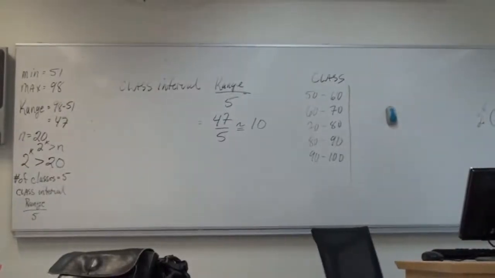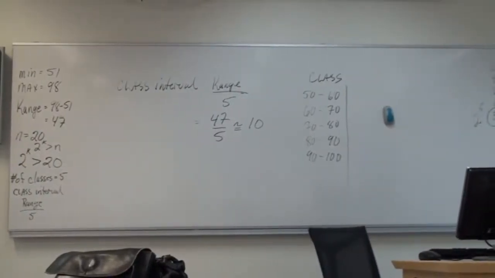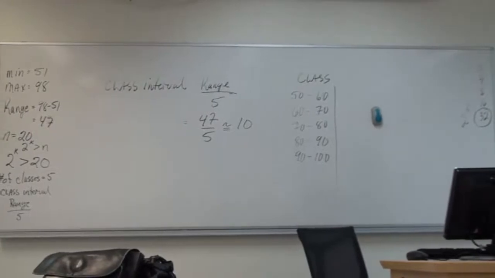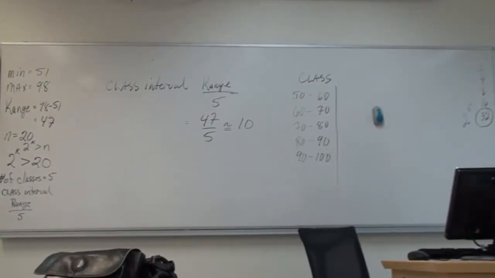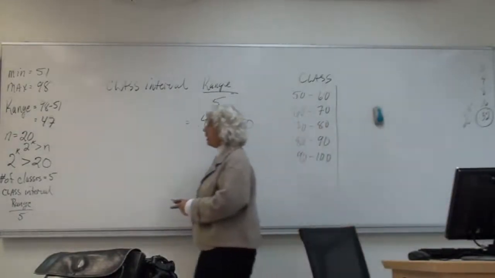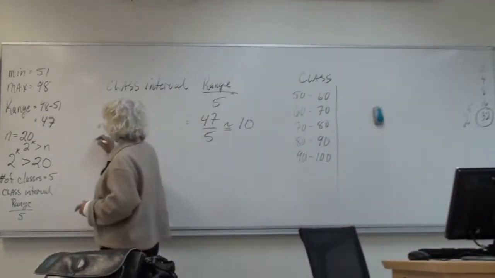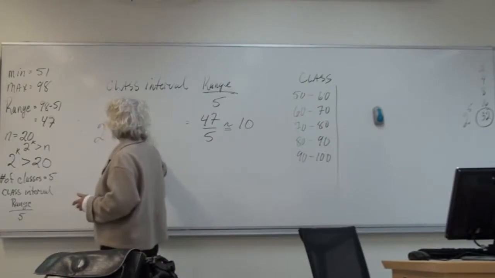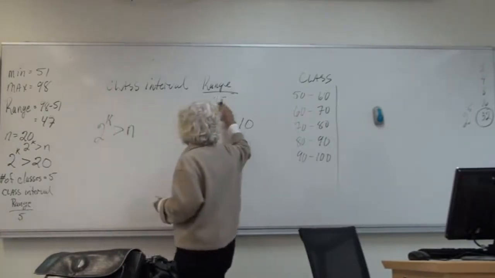Questions? Yes, about number 5. What do you get the 5? It's called the 2 to the k rule, and it's just a guideline. We're saying that 2 to the power k has to be greater than the number we have. So if I put it here, it's k.